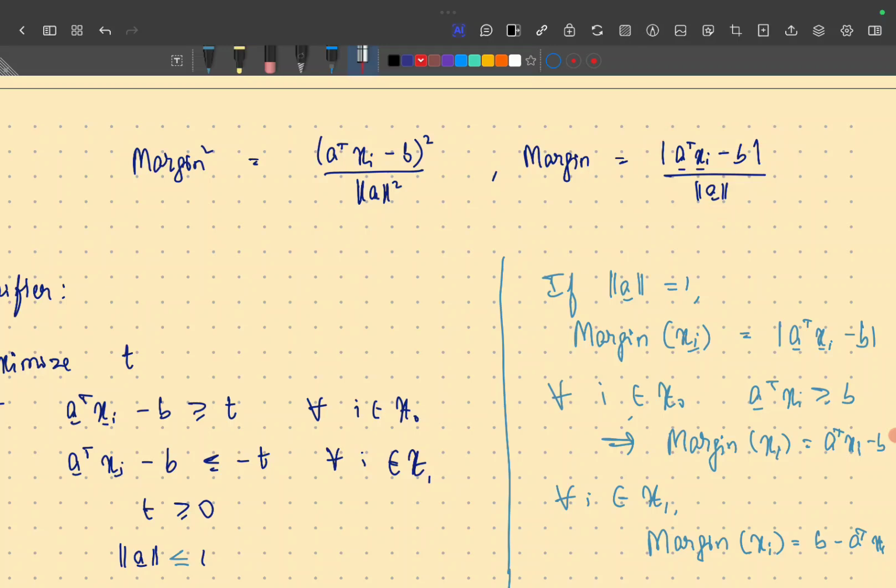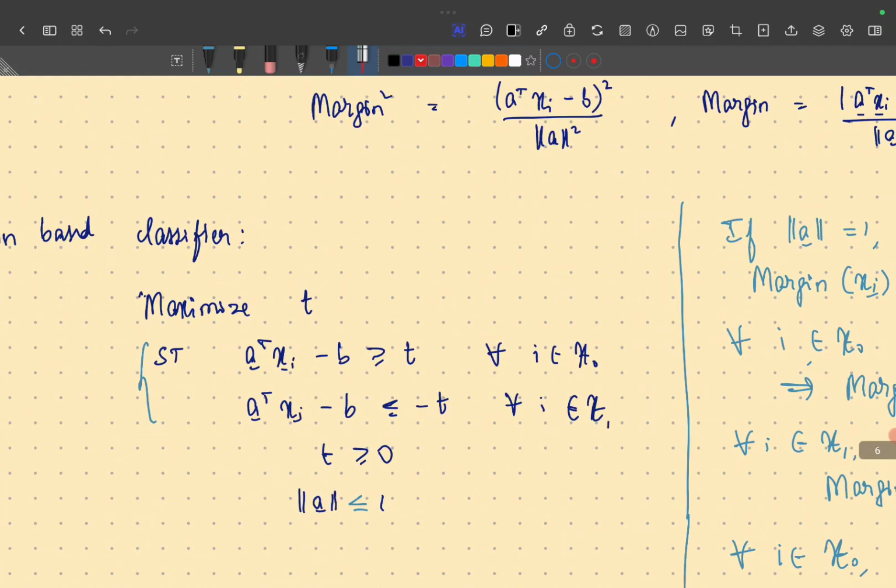Now, what I could have done is try to explicitly put this in the constraints. But the only problem there would be that I would require A transpose xi minus b divided by the norm of A to be greater than or equal to t, and A transpose xi minus b divided by the norm of A to be less than or equal to minus t. That's one way to do it. But then I have constraints that involve something divided by norm of A, which I could in principle rearrange, but as it will turn out, that's a more complicated optimization problem to solve.